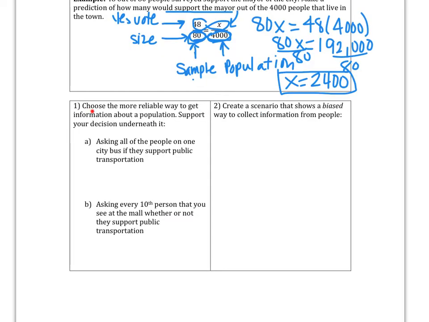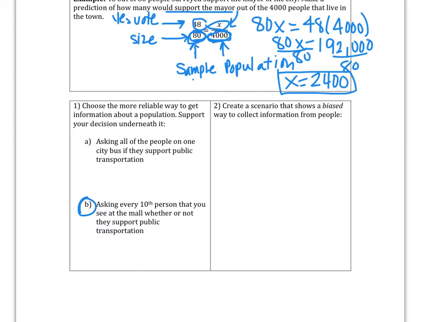Let's take a look at number 1 here. Choose the more reliable way to get information about a population. Support your decision underneath it. So is it more reliable asking all of the people on one city bus if they support public transportation, or asking every 10th person that you see at the mall whether or not they support public transportation? So which one of these is more reliable? It would be this one, because you get a more varied opinion that better represents the population.